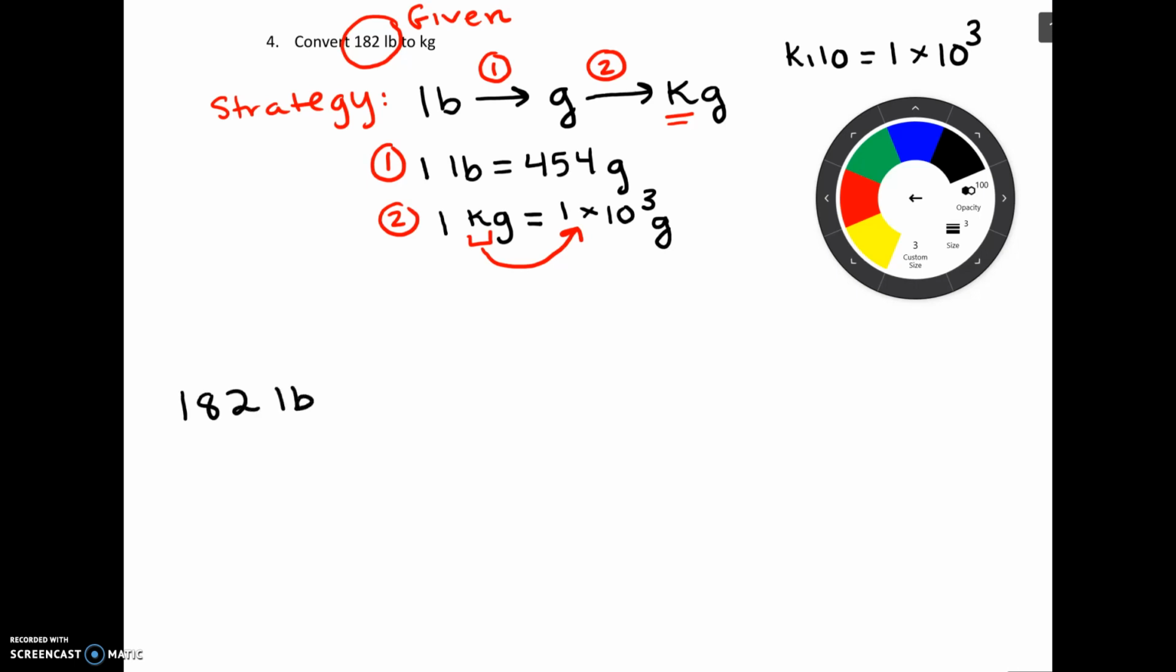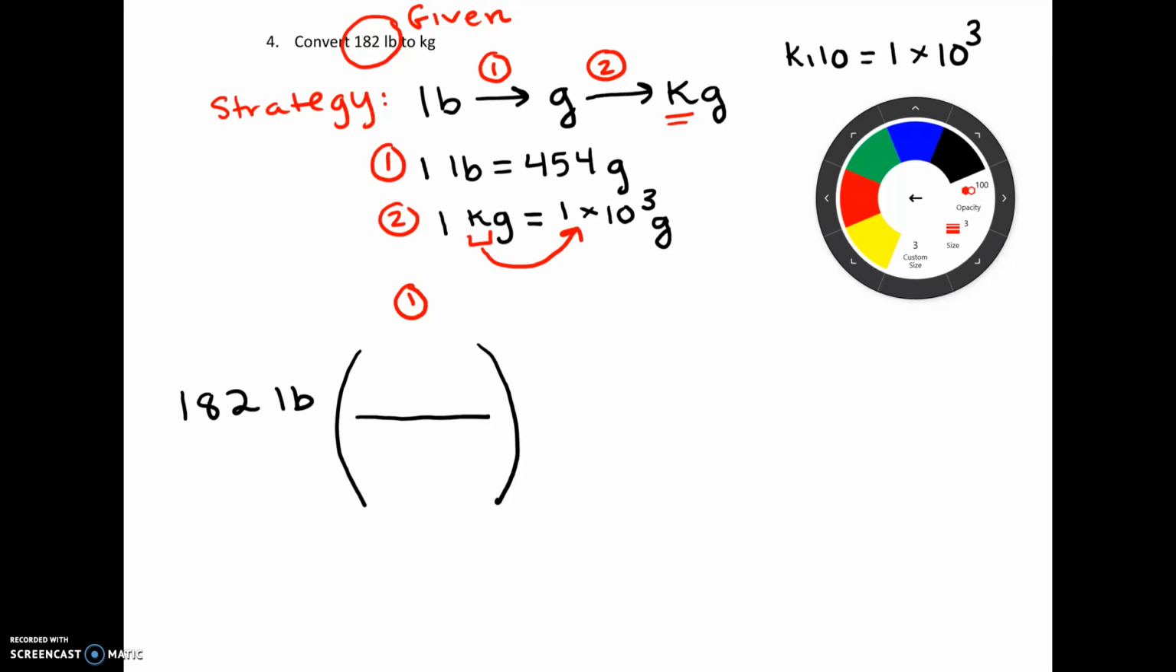So I'm imagining a 182 pound person. I want to get their mass or their weight in kilograms. I'm going to start with that 182 pounds. I'm going to set up my parentheses here and make a conversion factor. And this fraction right here represents step 1. In my strategy, I want to initially get from pounds to grams in step 1.